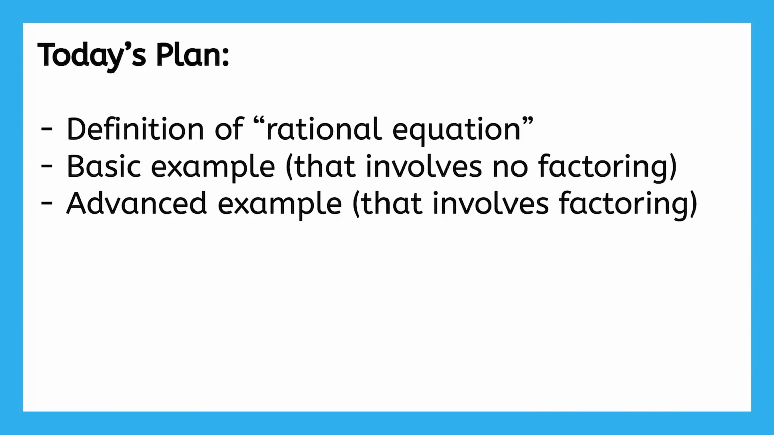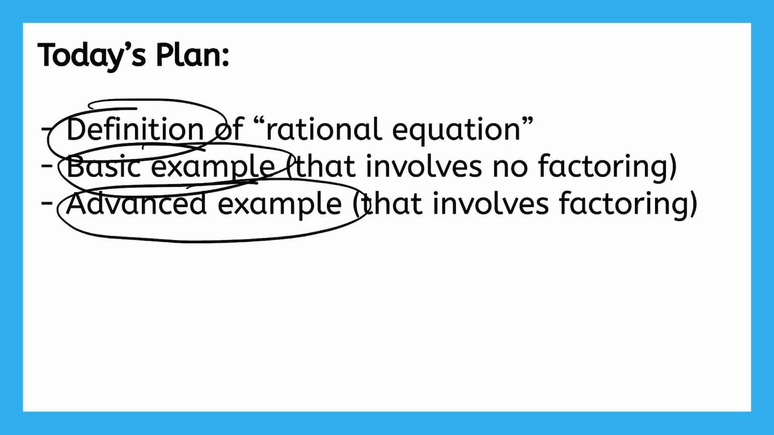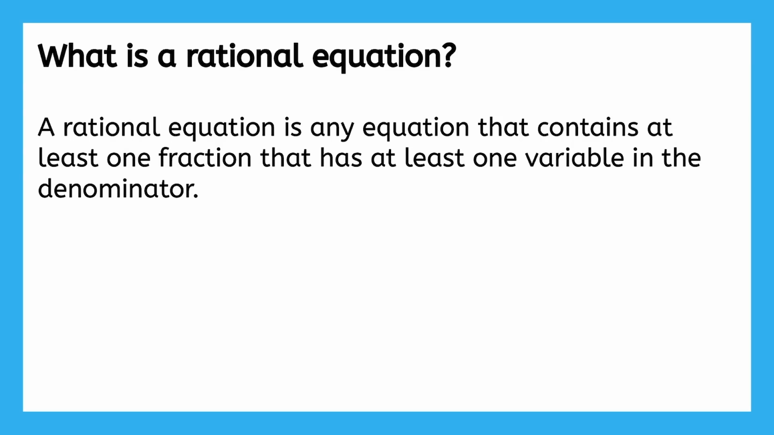So the first thing that we'll do today is talk about the definition of a rational equation, and then we'll do one basic example that involves no factoring, and then our last example will be more advanced, and that one will involve factoring. Most simply stated, a rational equation is any equation that contains at least one fraction, and that fraction has at least one variable in the denominator. So let's look at a couple examples of these types of equations and then solve them.